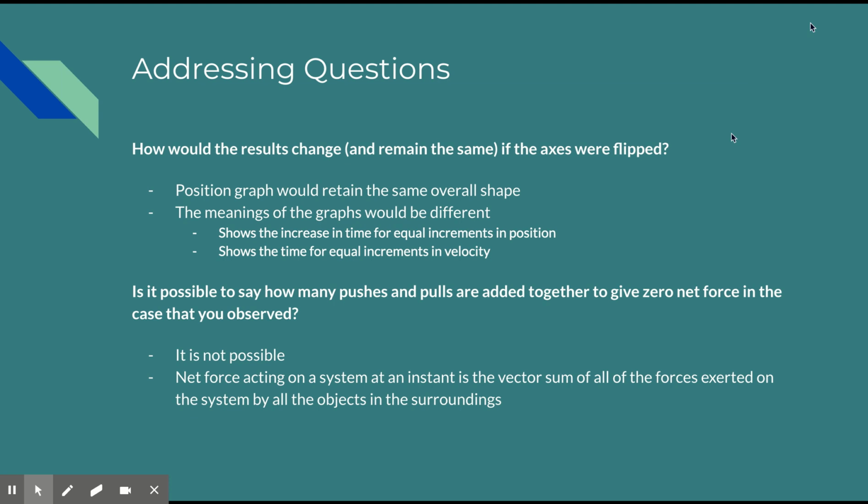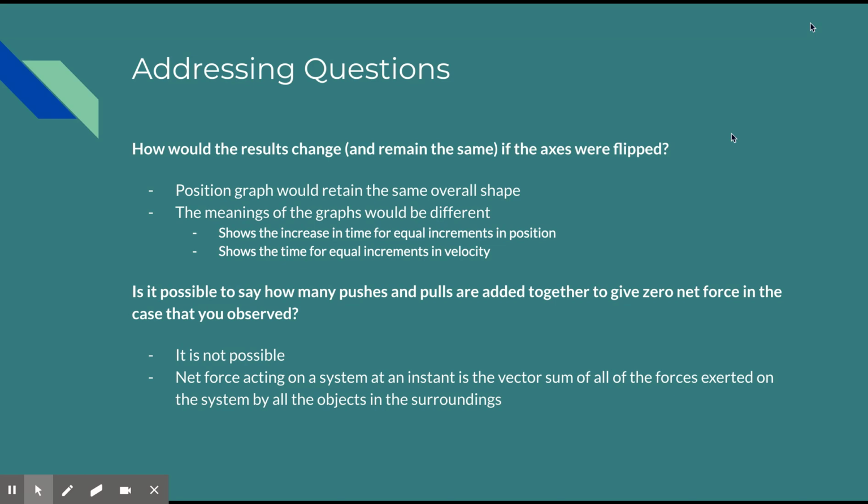How would the results change and remain the same if the axes were flipped? One way the results would remain the same is that the position versus time graph would retain its overall shape, which reflects a linear relationship. The results would also be different because the position graph would show the increase in time for equal increments in position, while the velocity graph would show the time for equal increments in velocity.